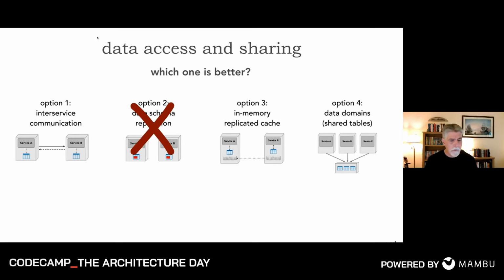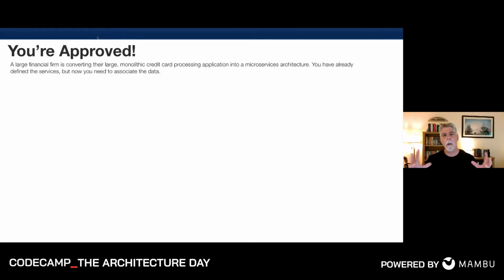So what I'd like to do is actually take these and let's do a practical example to show you how these could be used. So let me show a case study here before we end. We're a large financial firm and we're converting our large monolithic credit card processing application. So I want to apply for a credit card and we're going to use microservices. We've defined our services, but now we need to do the data piece. And so the services that we've defined are as follows.